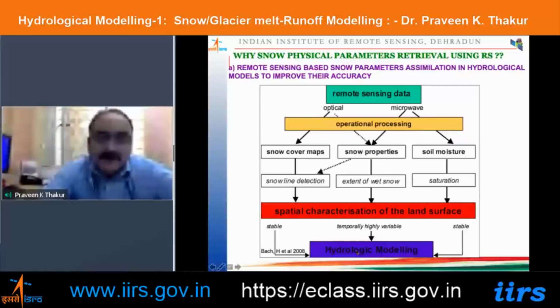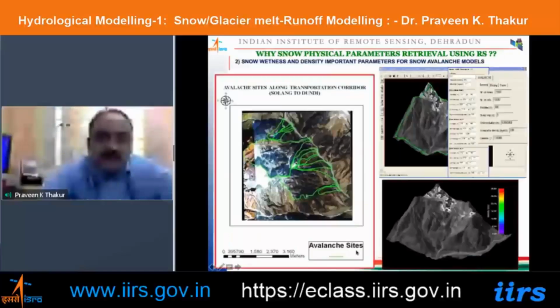The second is hydrometeorological hazards. Snow avalanche is one of them. This is the Manali South Portal tunnel here. Along this stretch from Solang to Dhundi area, we have 10 avalanche sites. In the winter, these sites have very heavy snowfall, and this is the catchment area where the snowfall is received. These slopes are critical for avalanche initiation, that is, they are between 30 to 70 degrees. And once the snow depth increases past a certain critical threshold, from remote sensing we can derive depth and density both.